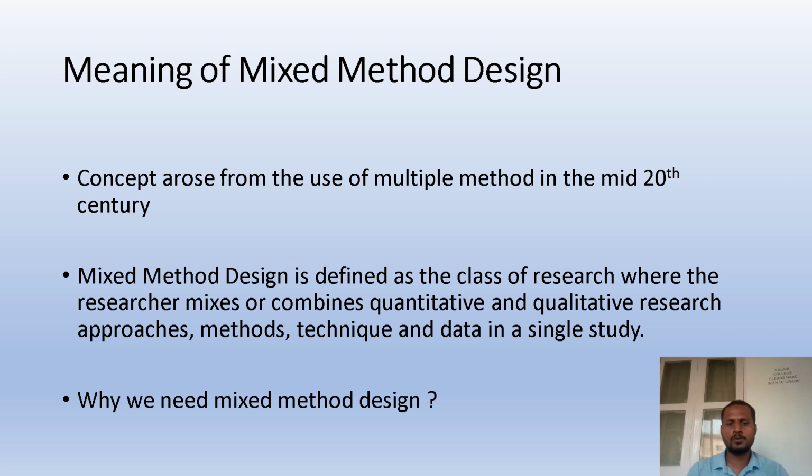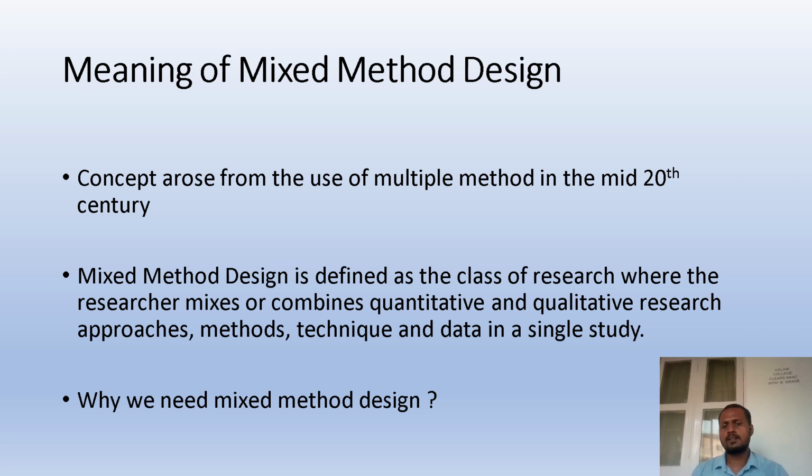It means that in one research you are using more than two aspects, that is qualitative and quantitative aspects of the research. It may be approach, it may be methods, it may be techniques, or it may be anything. So mixed method design in educational research means you are carrying out your research by collecting quantitative data and qualitative data also. So when you use two types of data or two types of approach in any research, that research is called mixed method design.